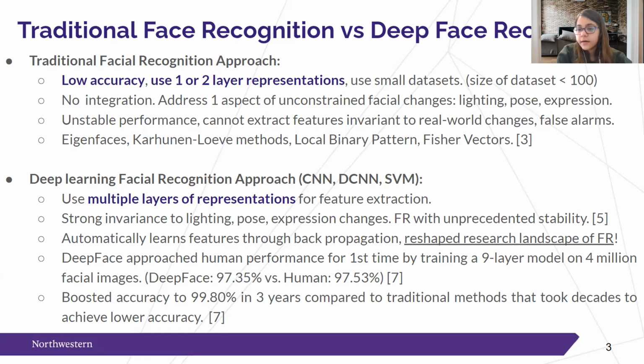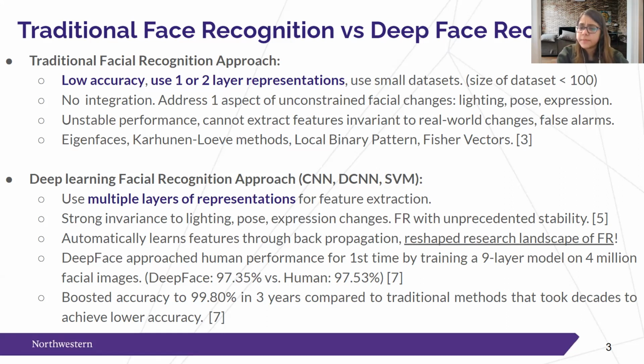So we can categorize two separate approaches in the evolution of face recognition. In traditional approaches, you usually use one or two layer representations. You use small data sets, generally where the size of the data set is less than 100. And you address one aspect of unconstrained facial changes, like the problems of illumination, affine transformations, lighting, or pose variations. Generally, you have unstable performance because you cannot extract features invariant to real world changes. Eigenfaces, local binary pattern, and Fisher vectors are common traditional facial recognition approaches. In deep learning methods, you use multiple layers of representation and you have strong invariance to lighting, pose, and expression.